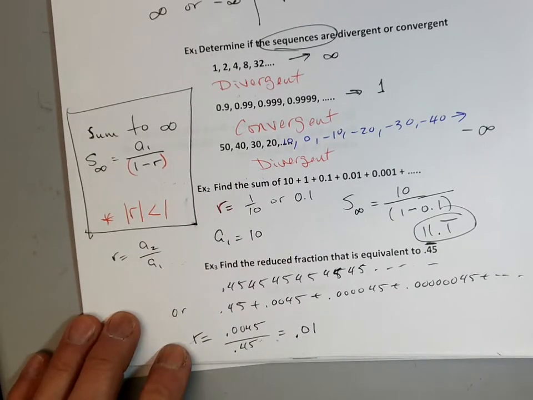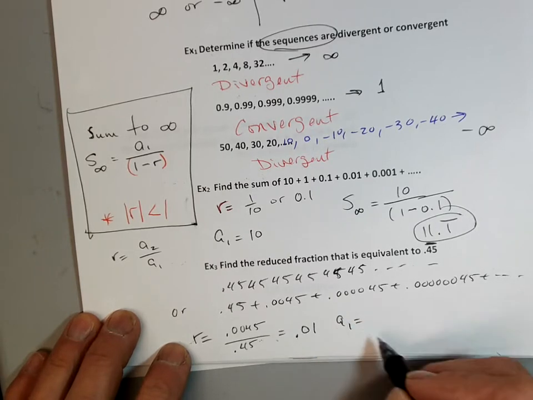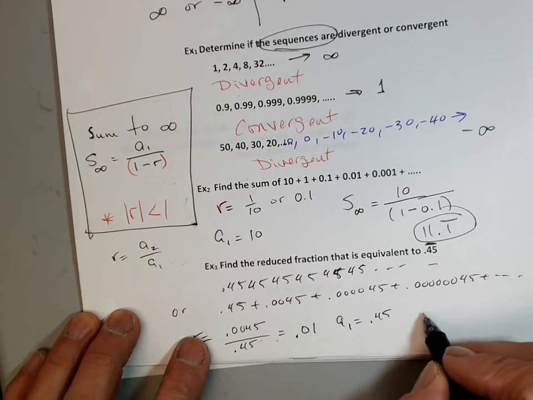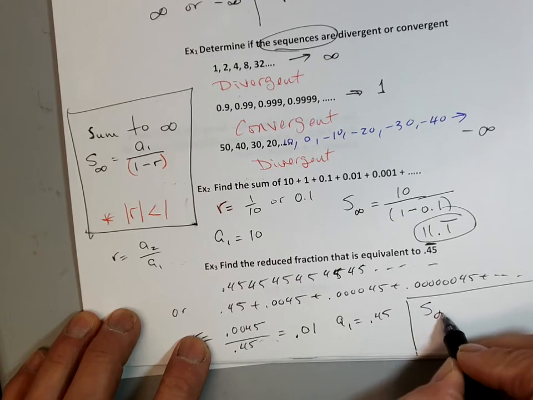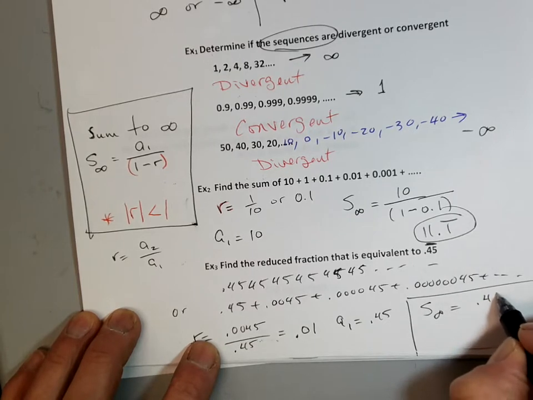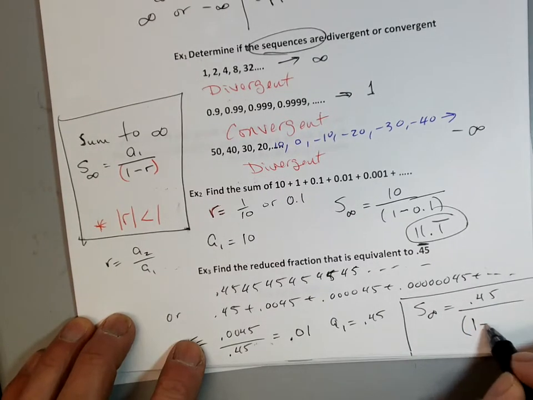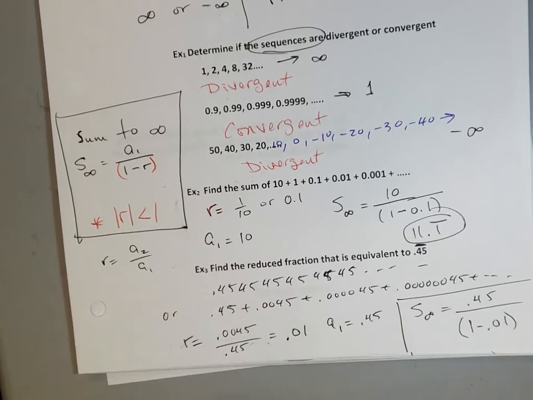What's my first term? What's A1? What's my first term? 0.45. And I have a formula, don't I? So S of infinity is equal to A1, which is my 0.45, divided by parentheses 1 minus 0.01, right? Let's see what that gives me, okay? So I get 0.45.